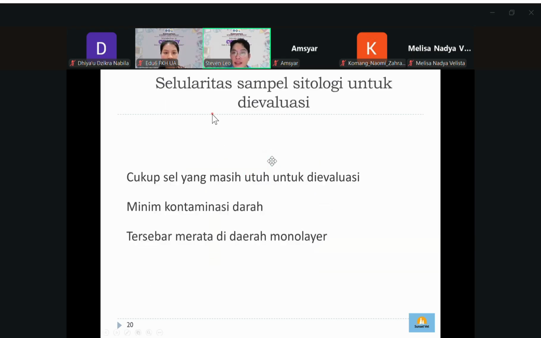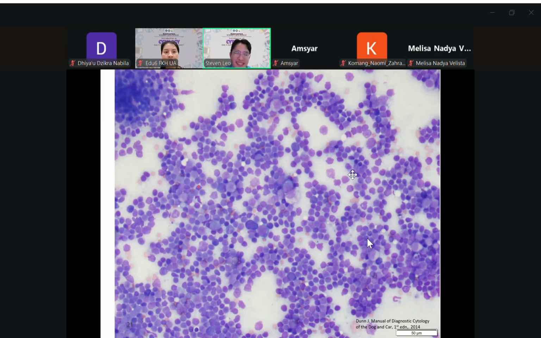And then for the cytology, the things that you need to evaluate are: are there intact cells with minimal blood contamination, and are they spread in a good monolayer area? Because you want to know what cell it is and whether the cell is intact or not. Let's see, this is the nice one. This is the FNA that you get, and you expect something like this.